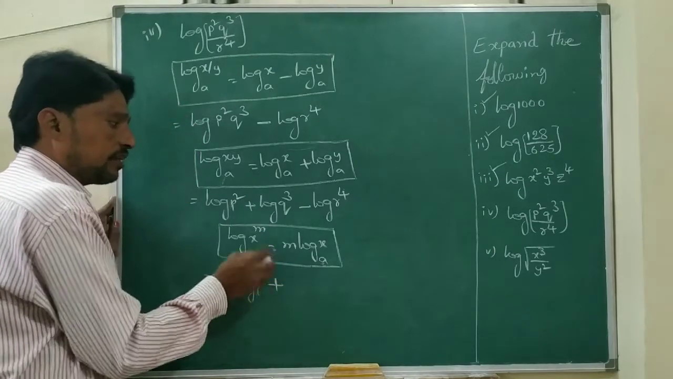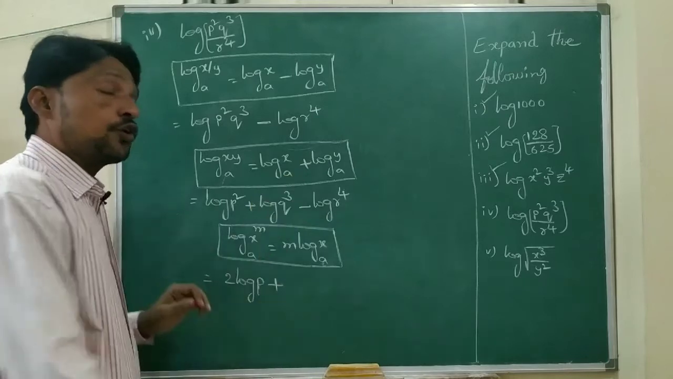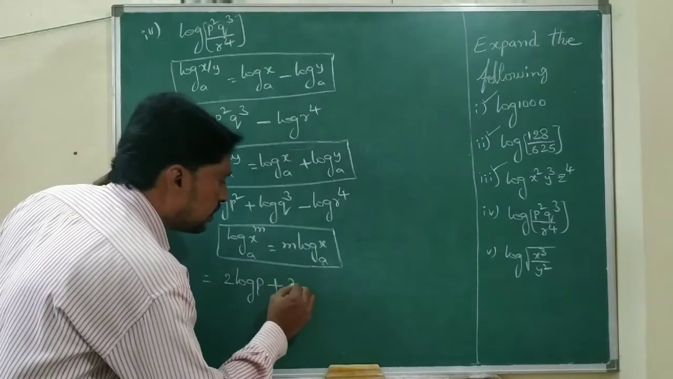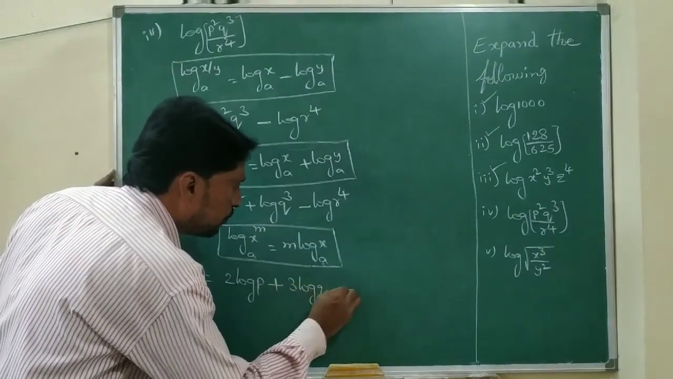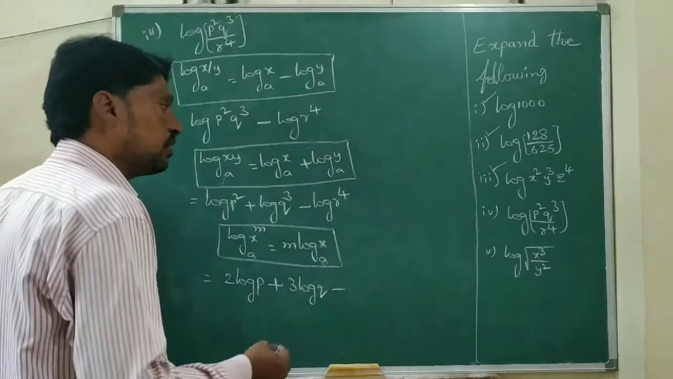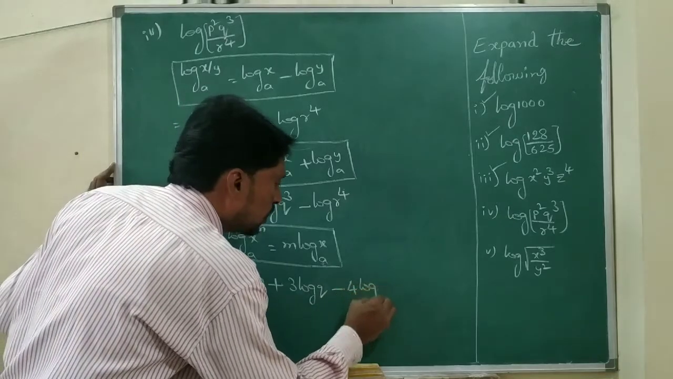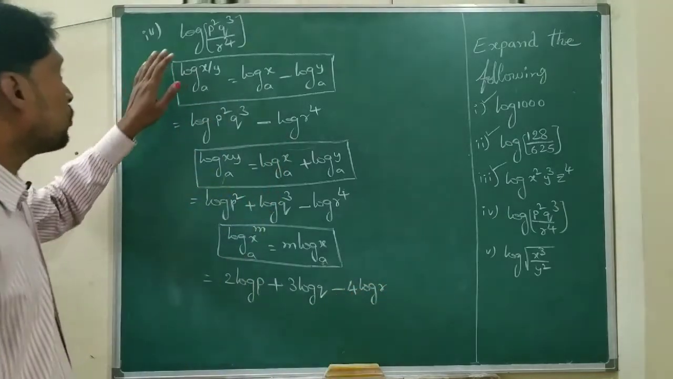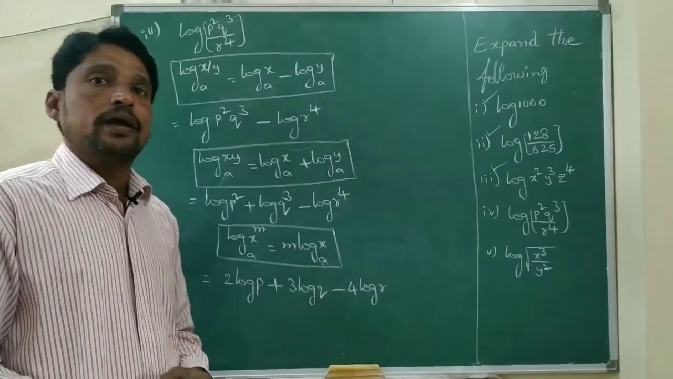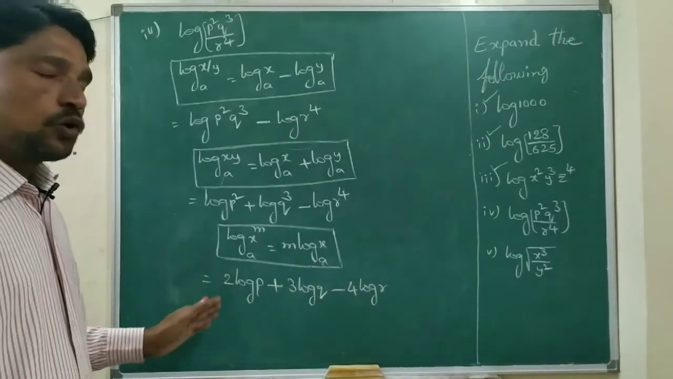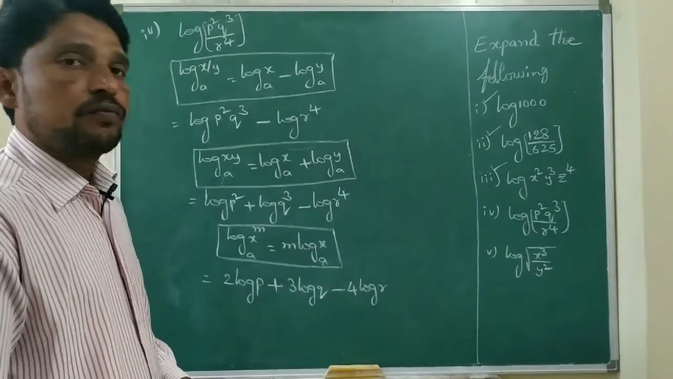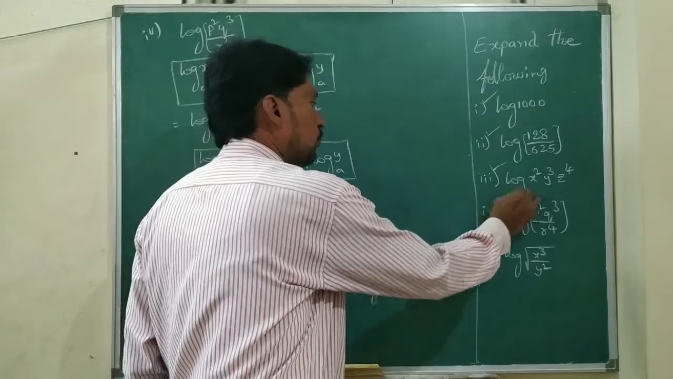Plus, as it is. Now for log q cube, you can apply the power rule, so we get 3 log q, minus, as it is, log r power 4. Now again we apply the power rule, that is 4 log r. What is our question? Log p square into q cube by r power 4 equals 2 times log p plus 3 times log q minus 4 times log r. That is the fourth one.